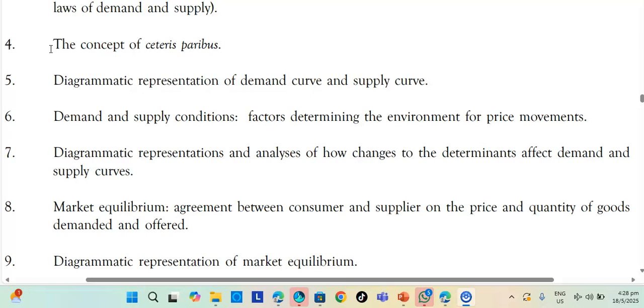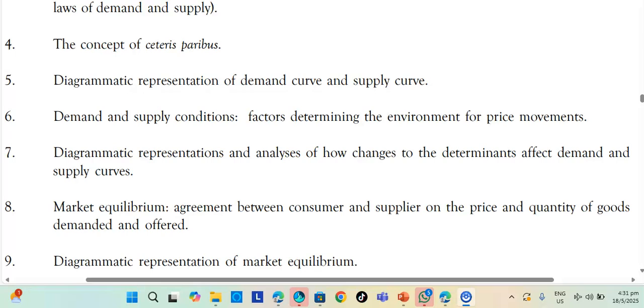All right, so some of the factors that affect supply conditions are price of the goods or service, cost of production, technology, number of producers or sellers, government policies, and expectation of future prices.